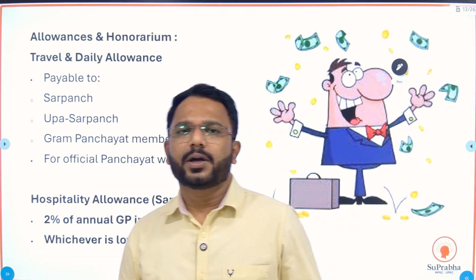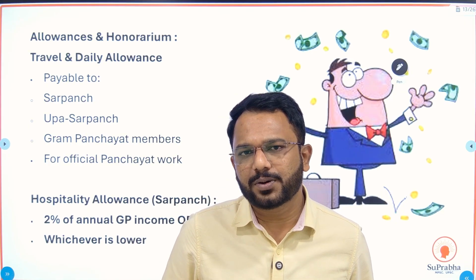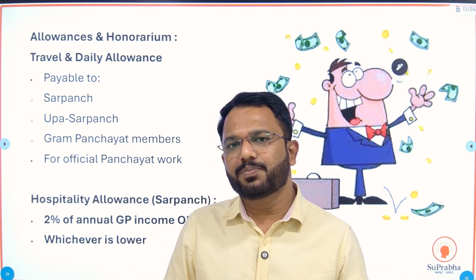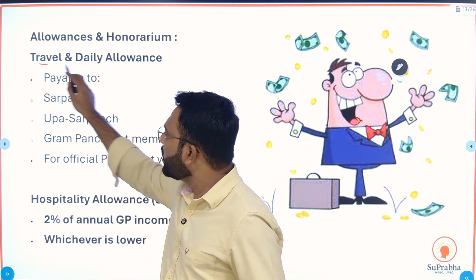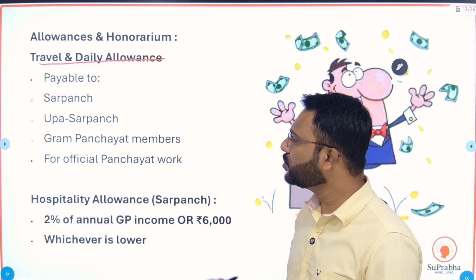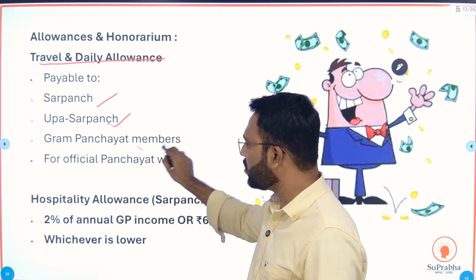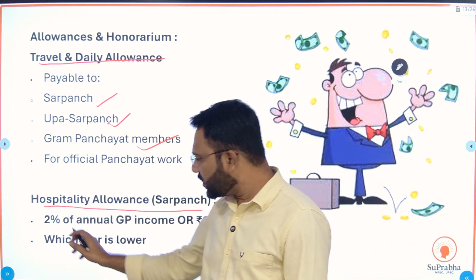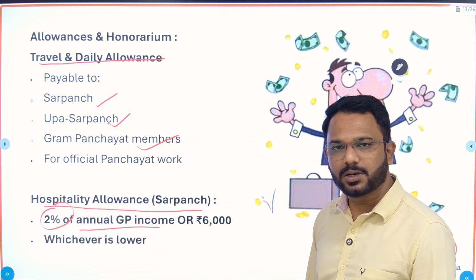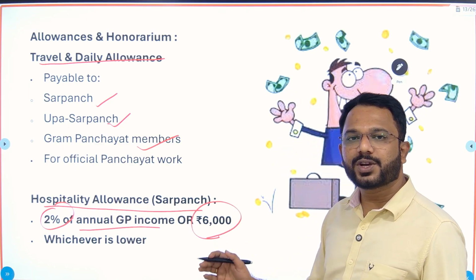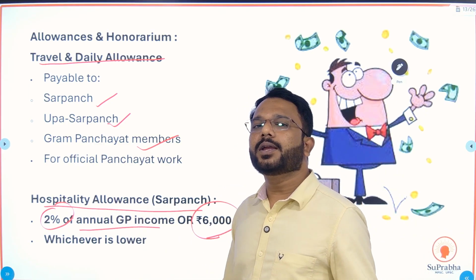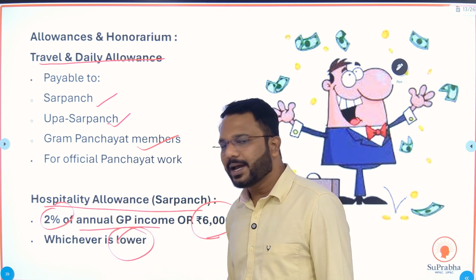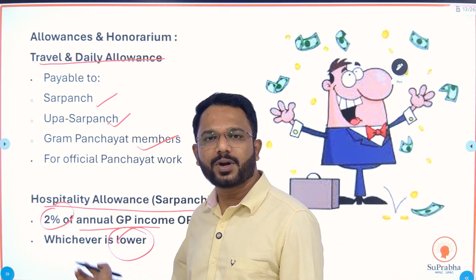Allowances. In case the Sarpanch or Upasarpanch or any member of that Gram Panchayat visits a place for Gram Panchayat work, a daily and travel allowance is given by the Gram Panchayat to the individual, be he Sarpanch, Upsarpanch or member. The second allowance here is the hospitality allowance for Sarpanch. This allowance is 2% of annual Gram Panchayat income or 6,000, whichever is lower. The commission may trick you by giving this same statement but placing another statement as whichever is higher.